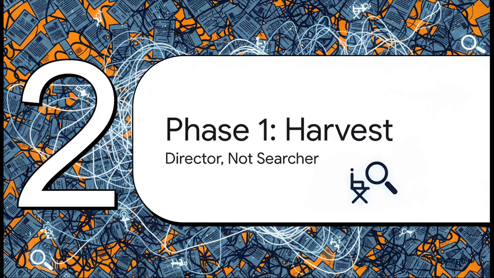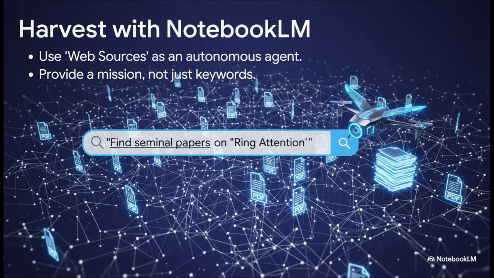Okay, phase 1, harvesting. And the real key here is a mindset shift. You stop being a manual searcher, endlessly scrolling, and you become the director of your own autonomous research agent. This is where everything changes. Instead of you spending hours, maybe even days, just typing keywords into a search bar, you give NotebookLM's web agent a specific mission. Something like, hey, go find me the top 20 foundational papers on ring attention from the last 3 years. The AI doesn't just give you a list of links. No, it actually reads and understands the content, curating this clean, high-authority haystack of sources for you. I mean, a task that used to take a whole week can now be done in minutes.